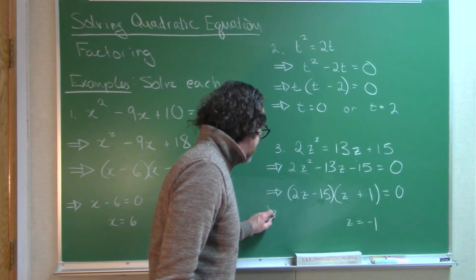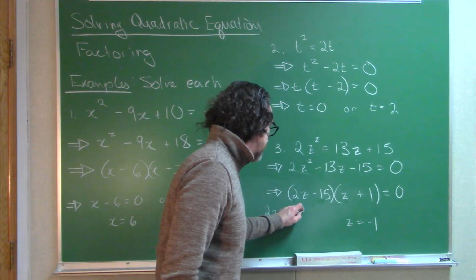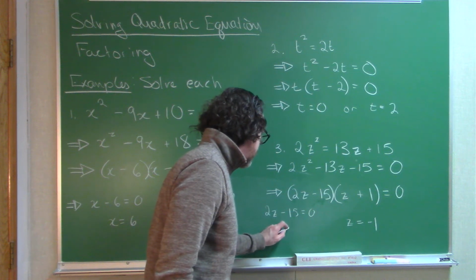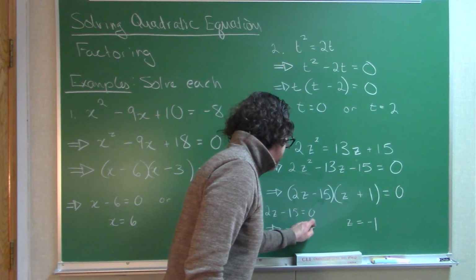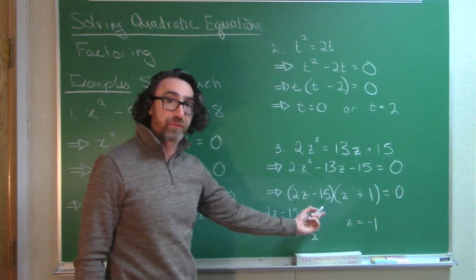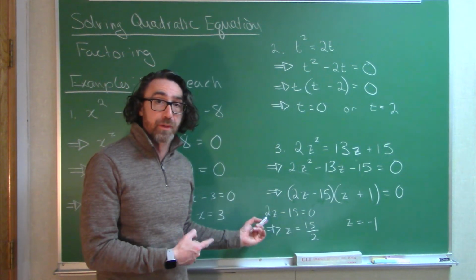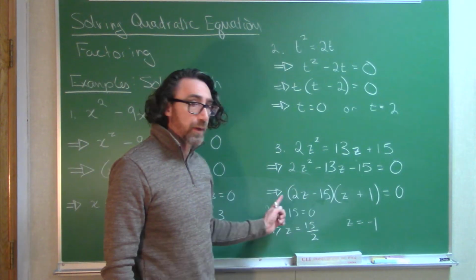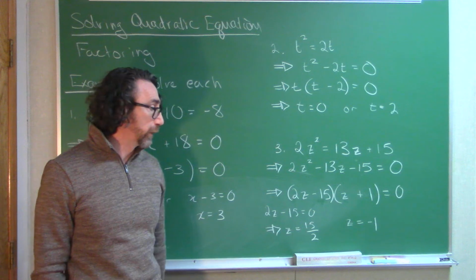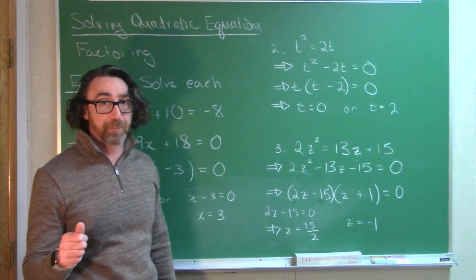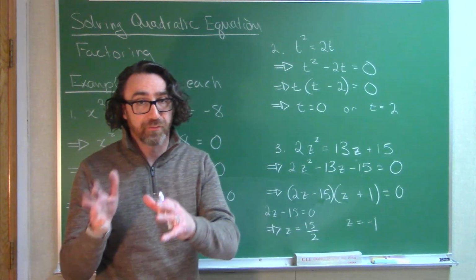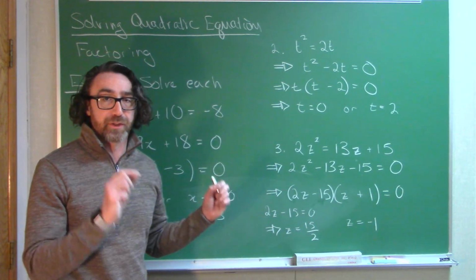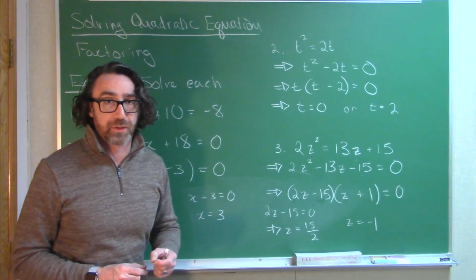Take this expression, 2z minus 15 equals 0, and solve for z. z equals 15 halves, right? You add the 15 over, then divide by 2. Your answer is a fractional value for z. So keep that in mind when you have something like this. Okay, so the key steps: get a 0 on one side, factor, set each of the factors equal to 0 individually, and solve the resulting linear equation. Okay?